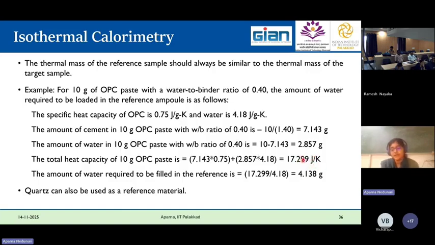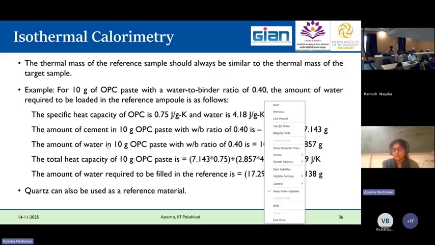Now we have to have water with equivalent heat capacity. Since we know the specific heat capacity of water, if we divide this value by the specific heat capacity, we can get the amount of water that needs to be loaded in the reference side. Through this calculation, the amount of water required in the reference side is 4.138 grams. This would be sufficient to have an equivalent heat capacity of the 10 grams of OPC paste with a water to binder ratio of 0.4.